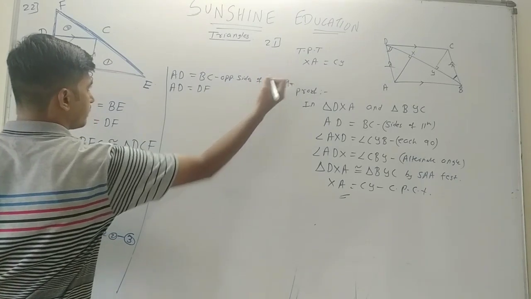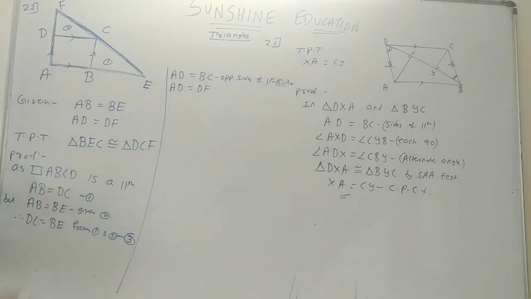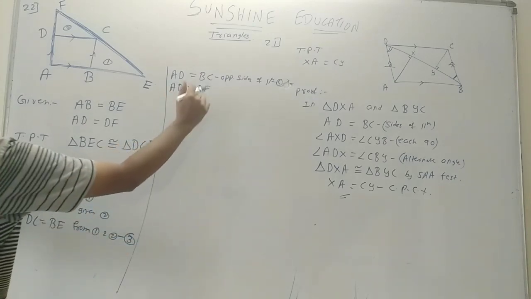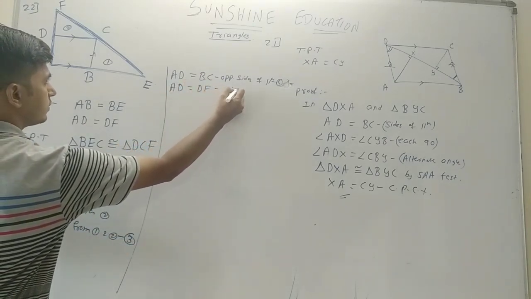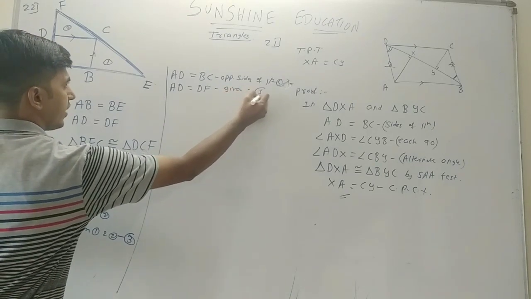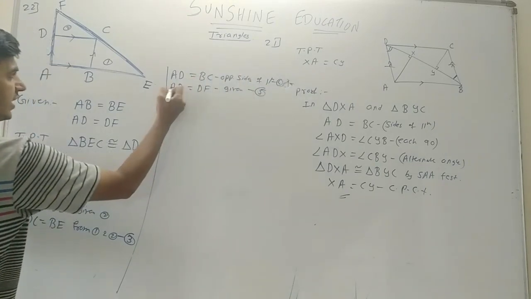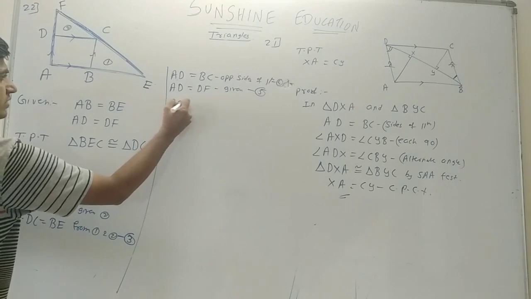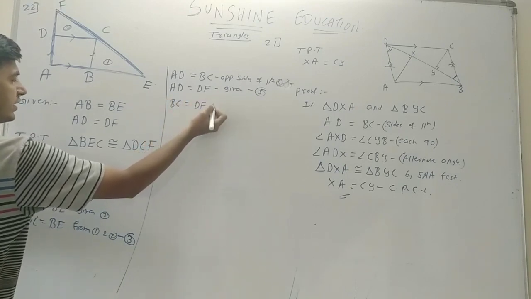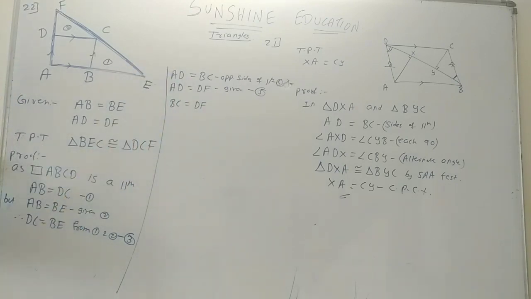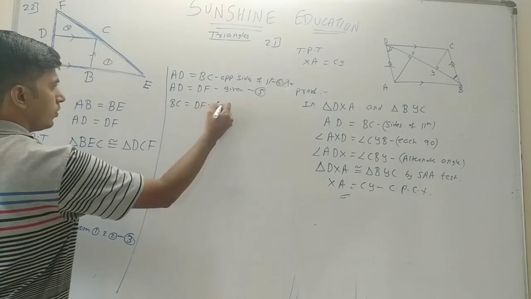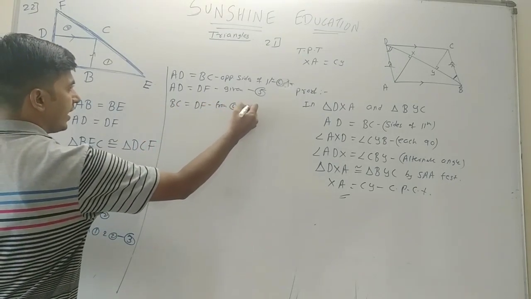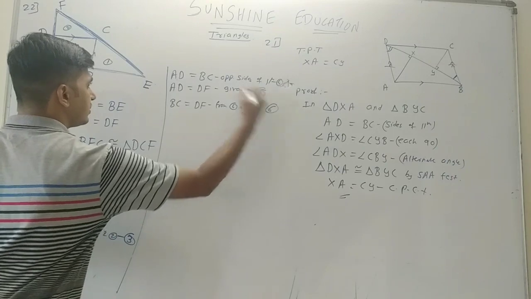Now 4. Here also write the same reason, opposite sides of the parallelogram. AD is equal to DF, which is given. Give this number 5. From 4 and 5, you can see that AD is getting cancelled. So BC is equal to DF. Or we can say LHS is equal, RHS is equal. From 4 and 5, I will give this as number 6.